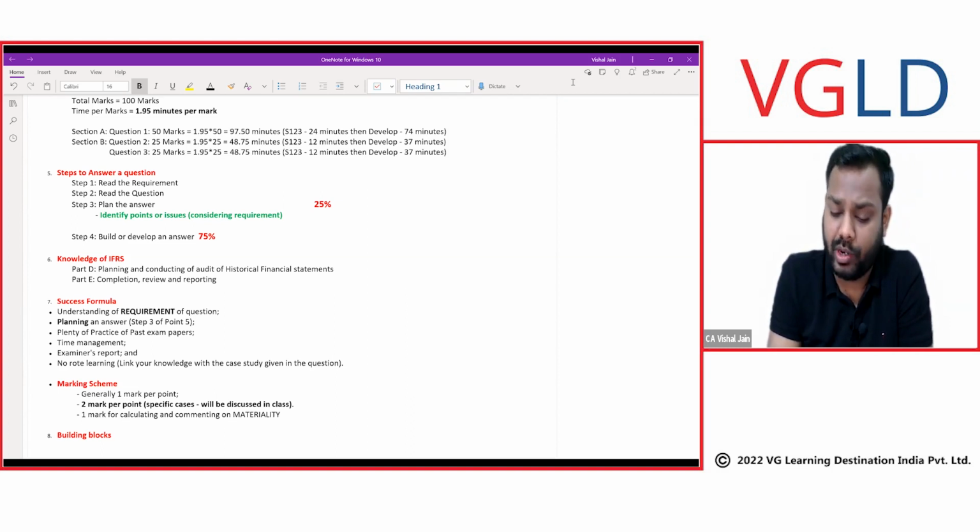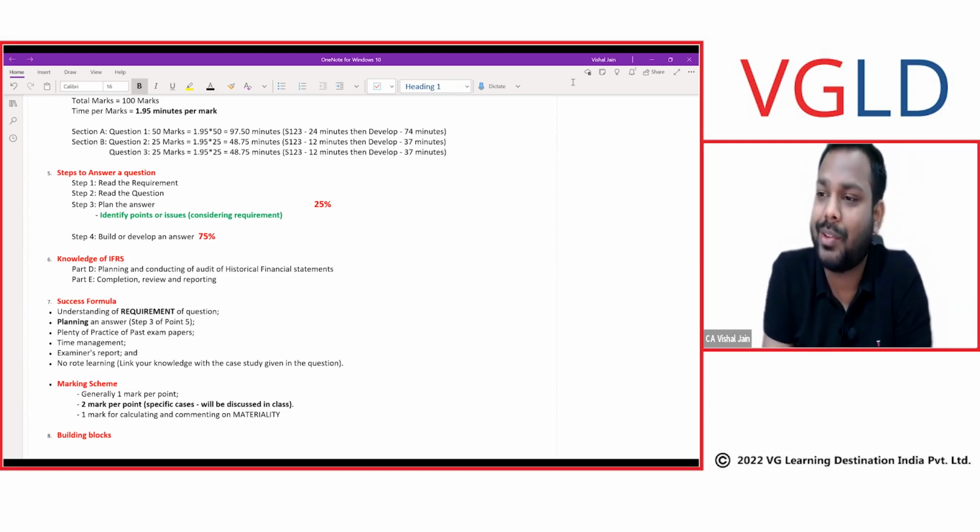Again, I'm repeating my question. Why do you think we give materiality a very high importance in the AAA paper? I'll tell you, if you just know materiality, you can score around 7 to 8 marks in the AAA paper even if you don't know anything else. Just from materiality, you can score 7 to 8 marks in the AAA paper. Now, please tell me. So you understand that materiality is of very high importance in AAA. So you need to understand materiality practically.